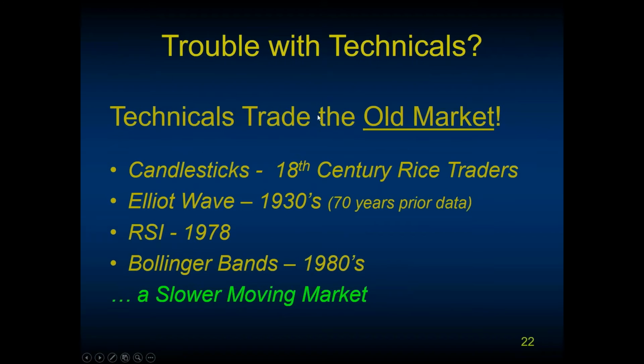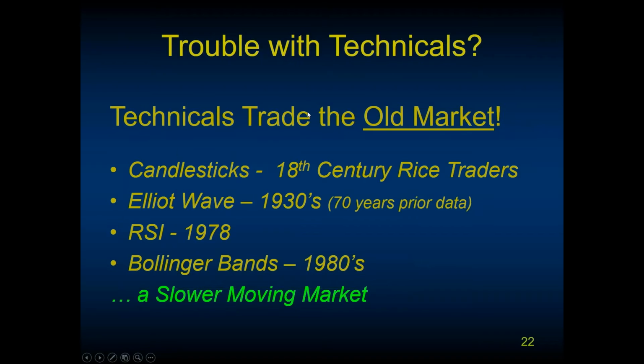Now, when we started looking at technicals, we came up against what we see as one cautionary flag, and that is that a lot of technicals trade what we call the old market, and that's because they were developed, some like candlesticks hundreds of years ago, some like the Elliott wave almost 100 years ago. But all of them, even the more recent ones, were developed before what we call the new market, before the computerized market, before high-frequency trading, dark pools. It was a slower-moving market.